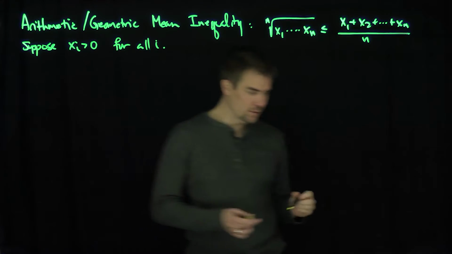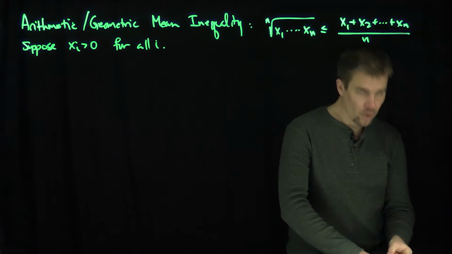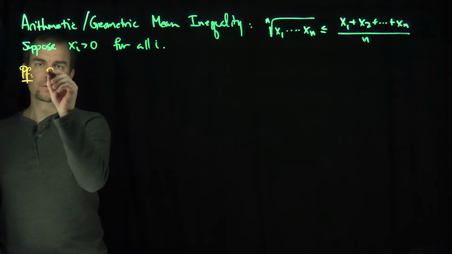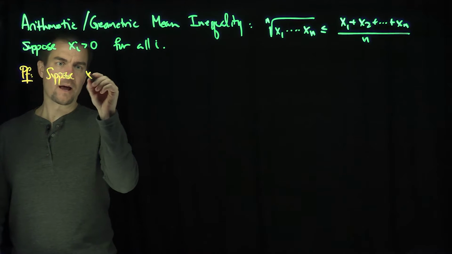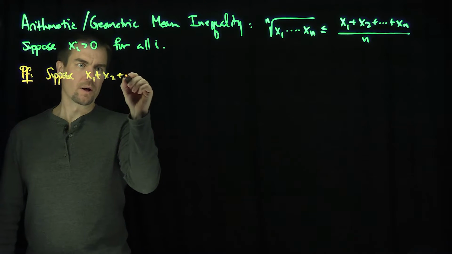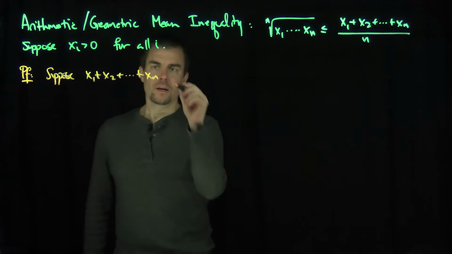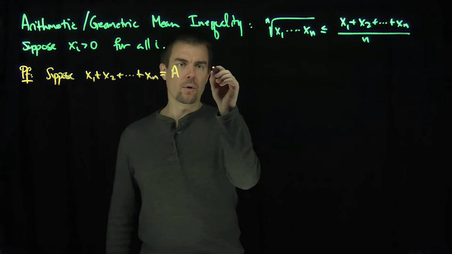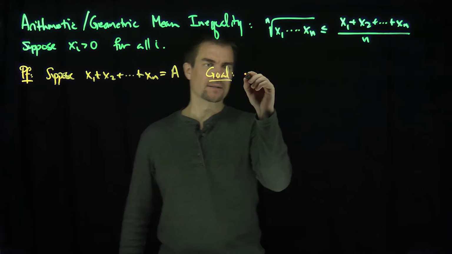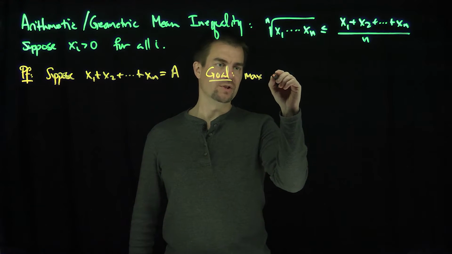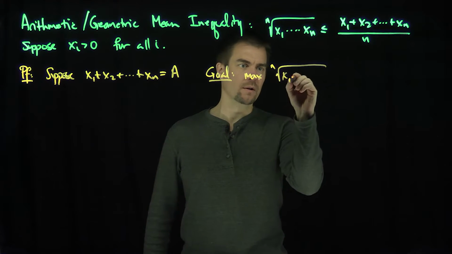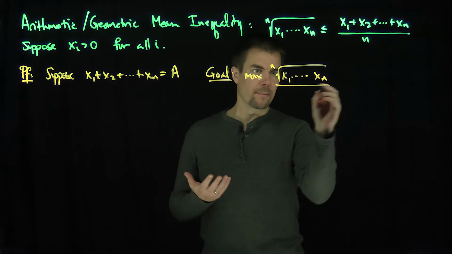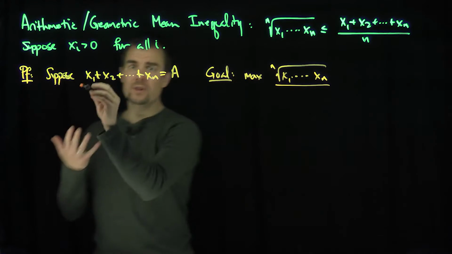I'm going to prove this using Lagrange multipliers, and so the methodology is the following. Here's the proof. We're going to suppose that x1 plus x2 plus through xn is equal to a constant number, I'll call it a. And I want to find the maximum. My goal is to maximize this function, which is just the nth root of x1 times all the way down to xn. So now we're going to use Lagrange multipliers. I'm trying to optimize this function subject to this constraint.